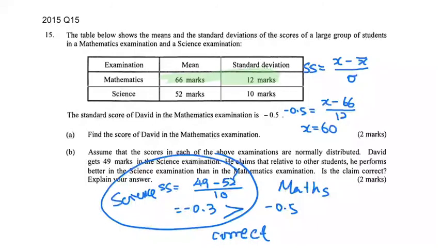What you have to do is actually calculate the standard score. That's your first step. The next step, you have to compare the standard scores. That's the second step. And the last, just write the correct word.